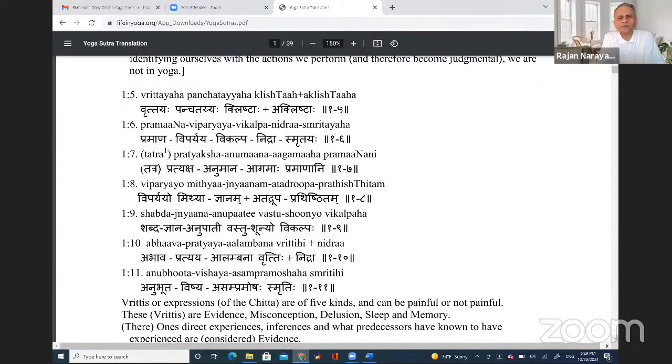Klishta is something that may be painful. Aklishtaha means that which may not be painful. And the 5 types of them, having said fivefold, what are the fivefold? Sutra number 6 says, Pramana. Pramana means you can think of it as proof or evidence. Viparyaya means something that is opposite. And next is Vikalpa, means delusion. Nidra is sleep. And Smritayaha means all the memories. Actually, Smriti is memory. Smritayaha gives the plural for all the 5 together over there.